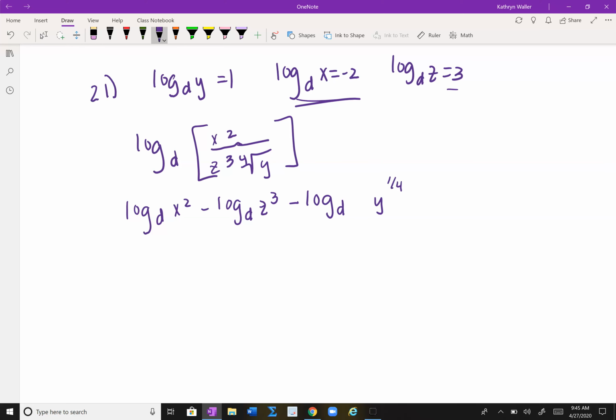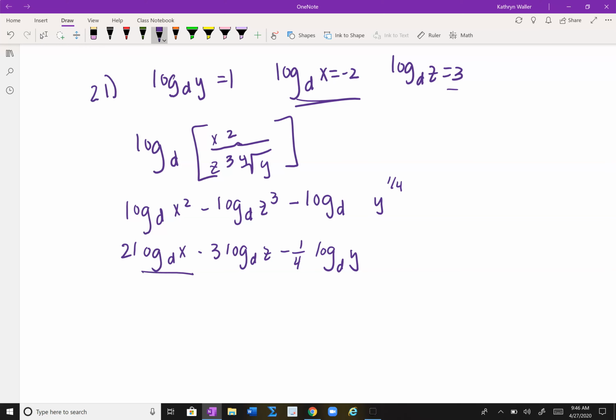Now, that is not fully expanded, and I think this is an all or nothing question if it appears on the final. And so if you start putting things in right now, you're going to miss it. So those exponents have to come down. So it's 2 log base d of x minus 3 log base d of z minus 1/4 log base d of y. Okay, now I've got it fully expanded, and so now I can plug those in.